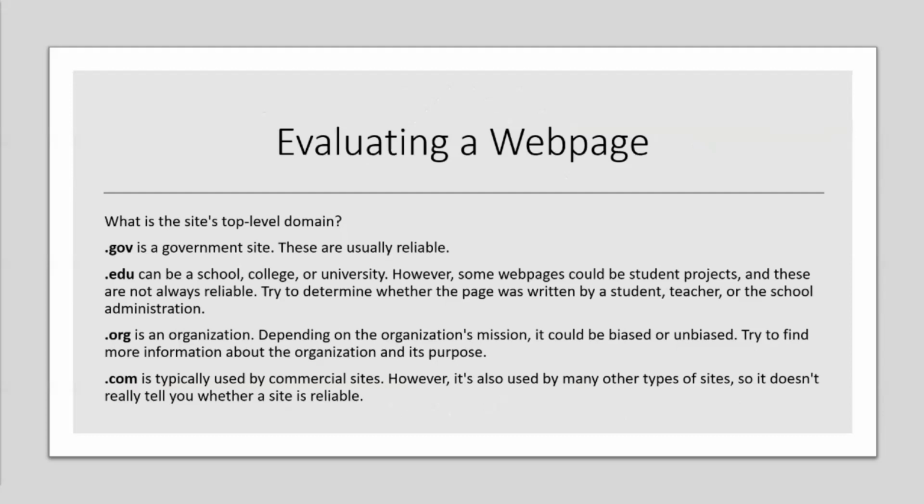.org is an organization. So depending on the organization's mission, it could be biased or it could be unbiased. Try to find more information about the organization and its purpose before you make a determination about the website and its web content. So for example, it's really easy to find MPL's mission statement. You know, we help people read, learn, connect. And so a lot of the information you're going to find on our website, which is a .org, are driving those purposes, are in service of those purposes.